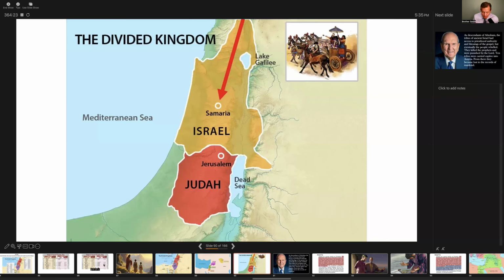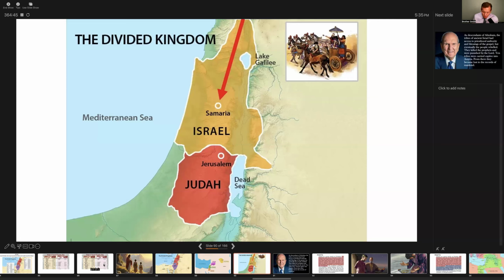"Even the remnant of Jacob unto the mighty God. For though thy people Israel be as the sand of the sea, yet a remnant of them shall return." Remember the small portion that returns. "The consumption decreed shall overflow with righteousness. For the Lord God of hosts shall make a consumption, even determined, in all the land."